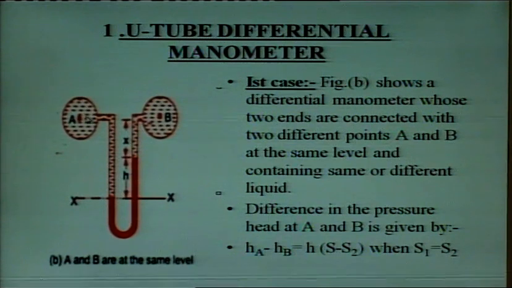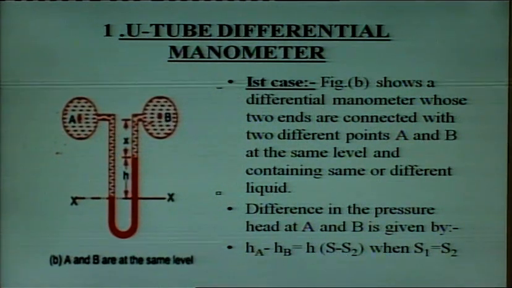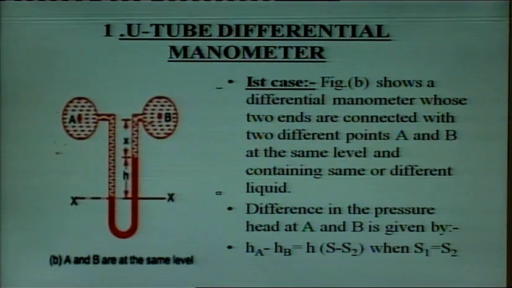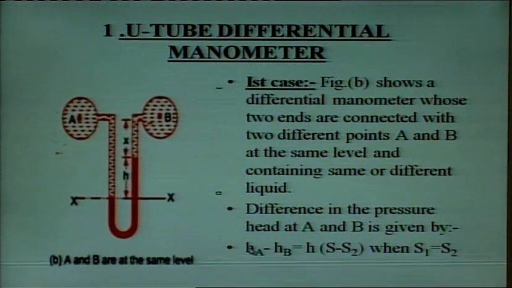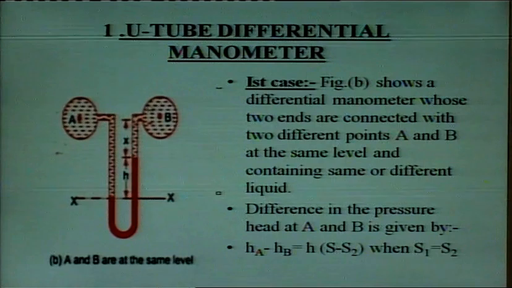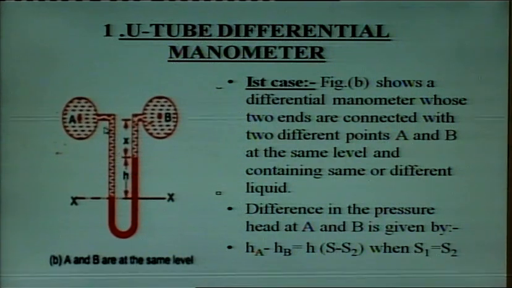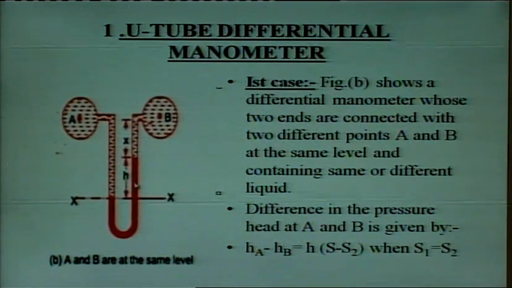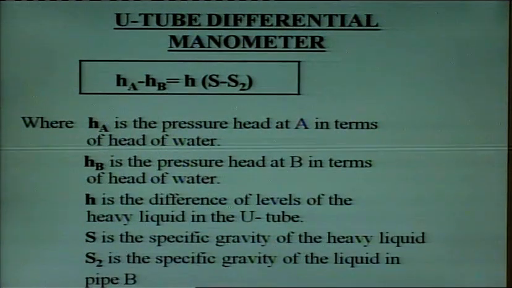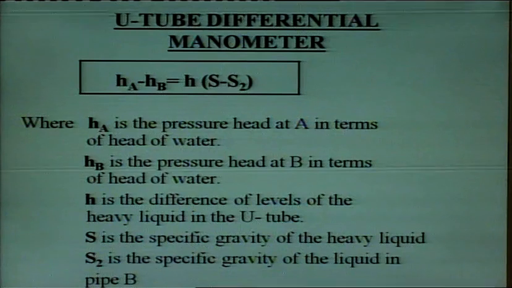So this is A and B, at which we connect this U type differential manometer. They may be of the same liquid or of different liquids. The difference in pressure head at A and B, that is HA minus HB, the difference of head between the points A and B, comes out to be equal to H multiplied by S minus S2, where S1 is equal to S2. So for the U tube differential manometer, head at A minus head at B is equal to H bracket के अंदर S minus S2.